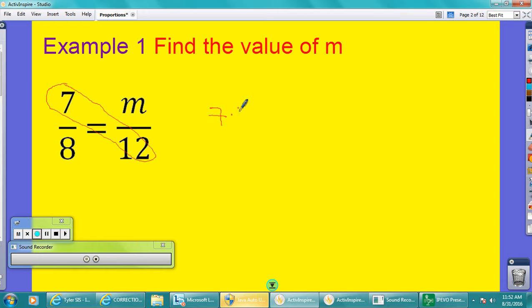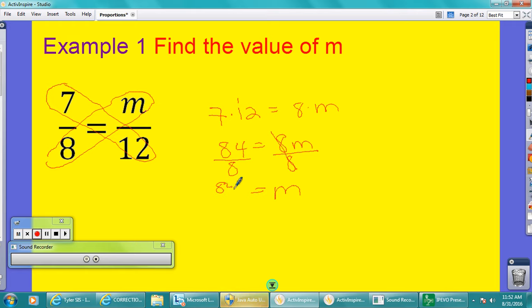We have 7 times 12 is equal to 8 times m. So what's 7 times 12? Well, 7 times 2 is 14. 7 times 1 is 7, plus 1. 84 is equal to 8m. Then we divide by 8. Our 8's cancel, and m is equal to 84 over 8. Now, in your notes, you need to simplify this.